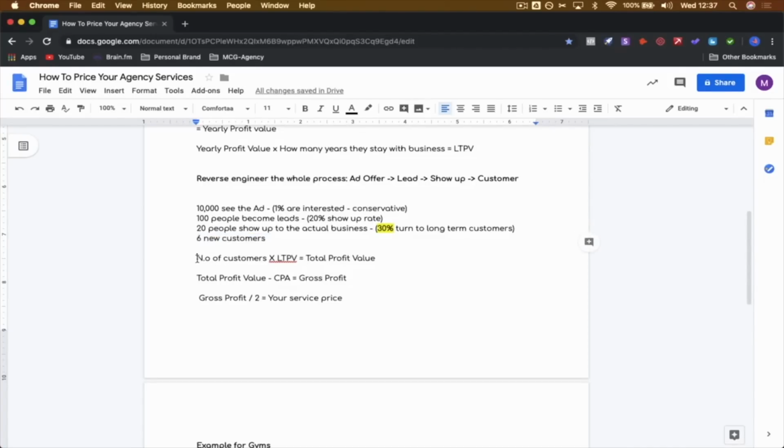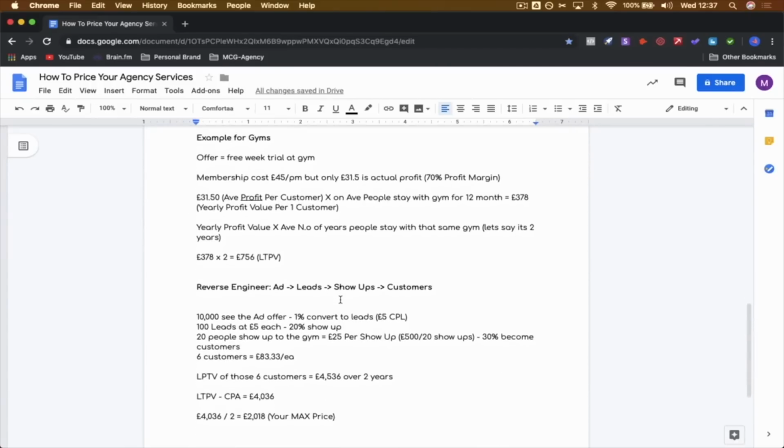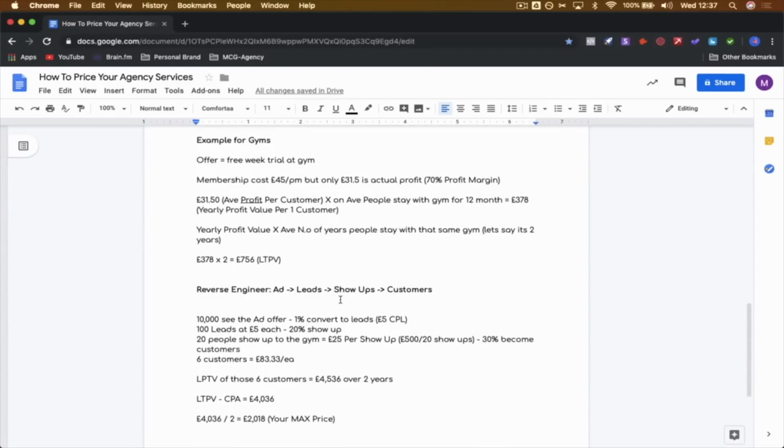Now what you want to do is take the number of customers you've generated, which is going to be 6 in this particular case. You then times it by the lifetime profit value, and that's going to give you the total profit value. Then take the total profit value and take away the cost per acquisition, and that's going to give you the gross profit. You're then going to take the gross profit and divide it by 2, and that's going to equal your service price. Now let me show you a full example, because that might sound confusing, but I just want to break it down so you can see exactly how this works out.